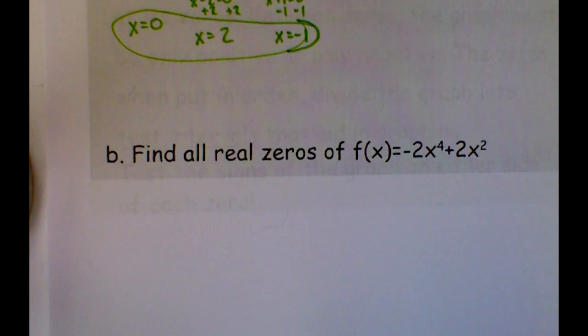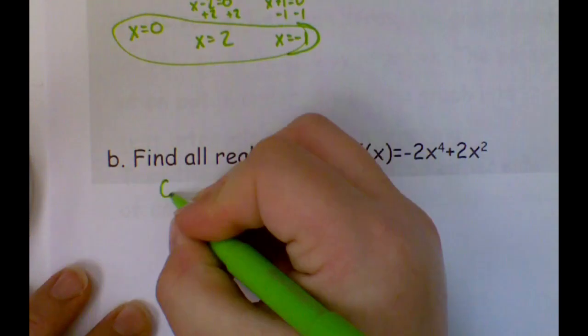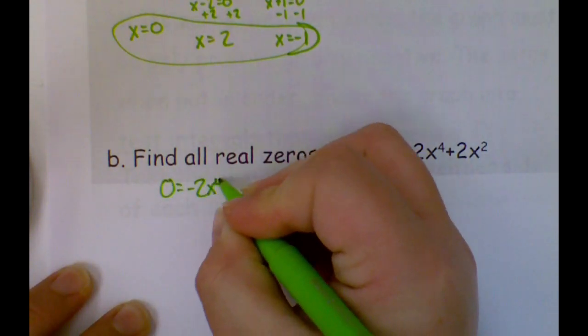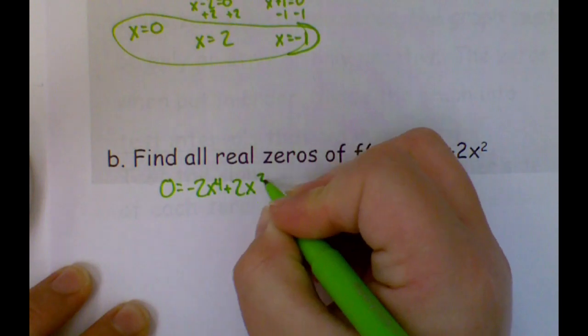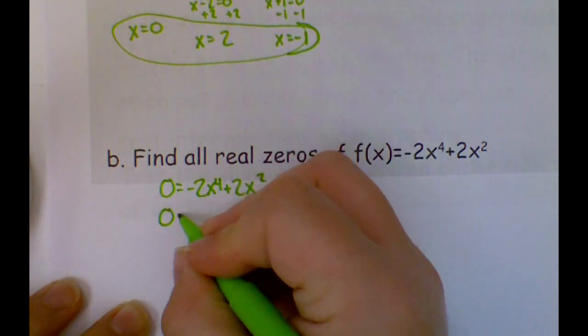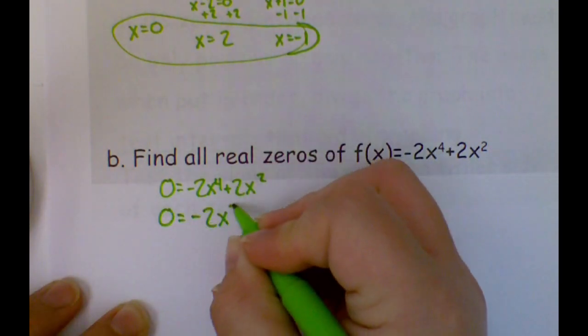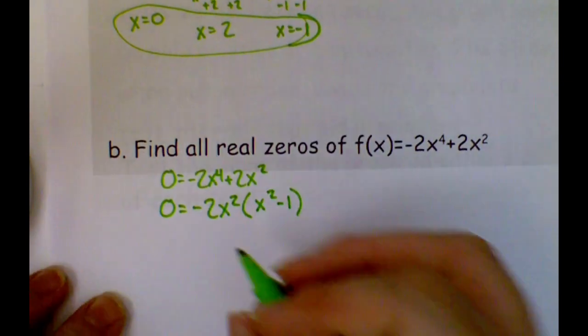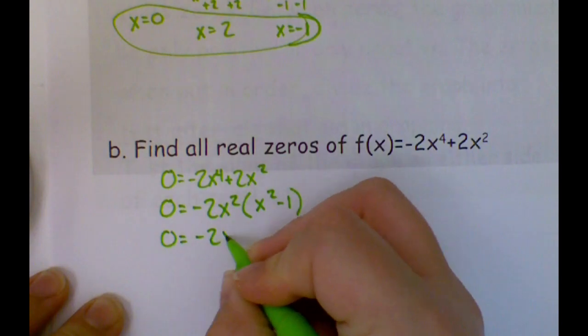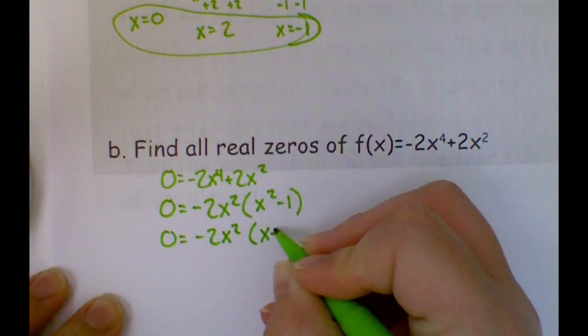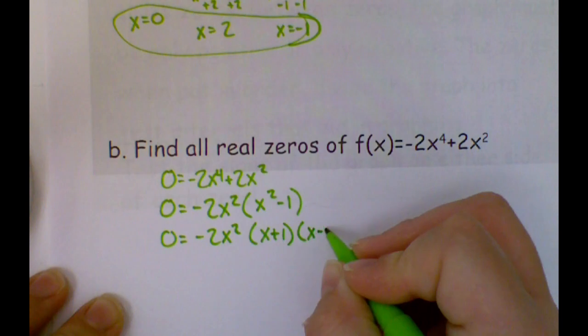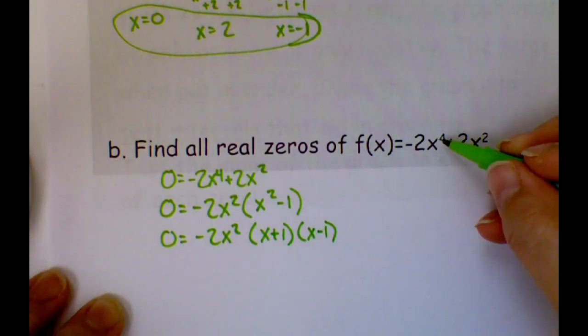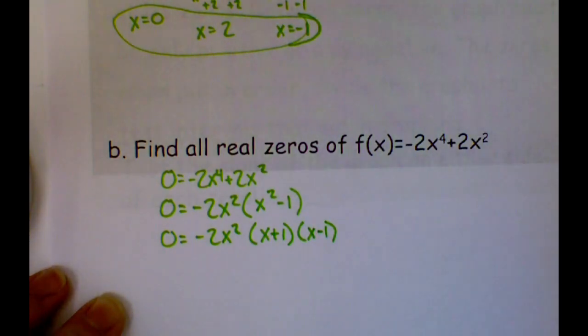To find the zeros of f of x equals negative 2x to the 4th power plus 2x squared, I do the same thing. Set it equal to 0. Factor out my GCF. I'll take out a negative 2x squared, which leaves me with x squared minus 1. Now I factor what's left. So negative 2x squared times x plus 1 times x minus 1. Now notice my degree is 4. I can have up to 4 zeros.